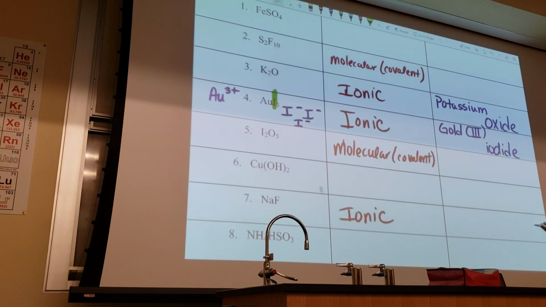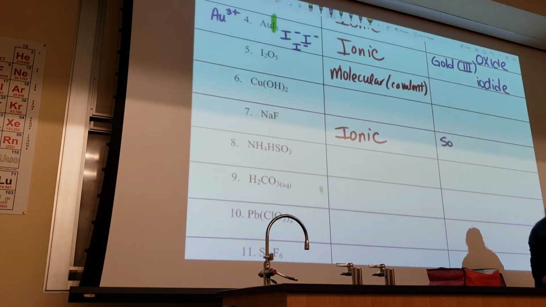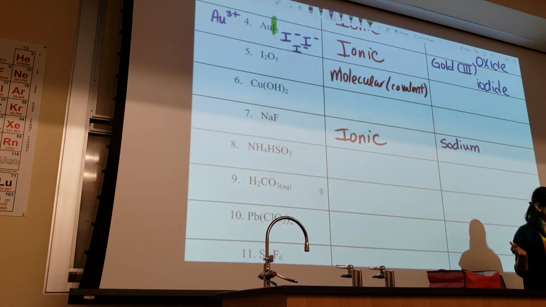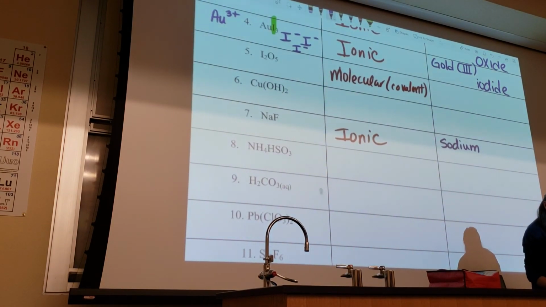Number 7. How would you do that one? Sodium chloride. Yeah, you just name the metal, right? But sodium is always +1, so I don't need to show a Roman numeral. And then fluorine turns into fluoride.